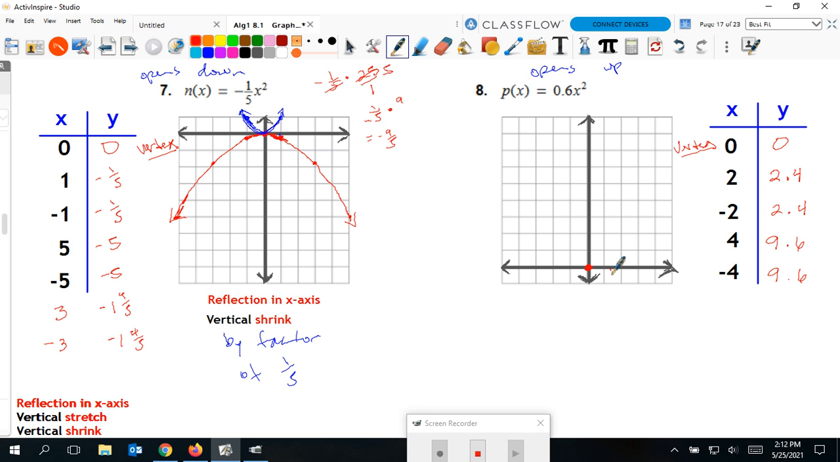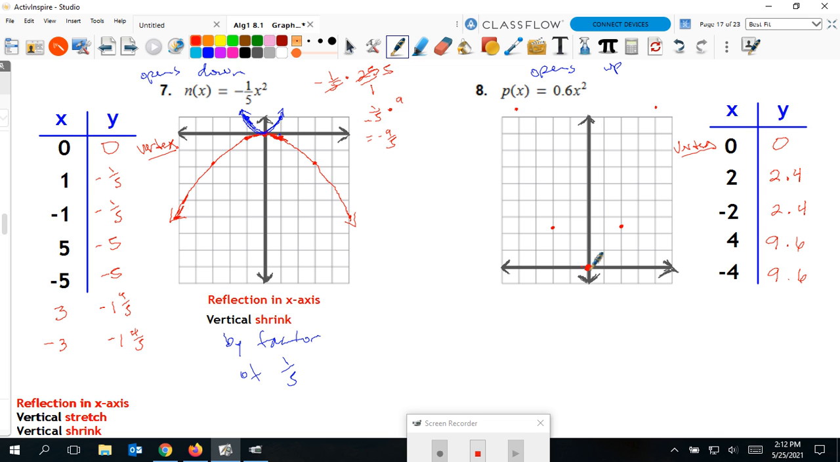So let's go ahead and plot these points. At 2, we're going to go up to 2.4. So 0.4 is not quite halfway. So right there. When I go to negative 2, same thing, not quite halfway. When I go to 4, so that's 2, 3, 4, I'm going to go up 1, 2, 3, 4, 5, 6, 7, 8, 9. 9's at the very top here, so it's going to be just a little bit higher than that for 9.6. Same thing here, just a little bit higher.